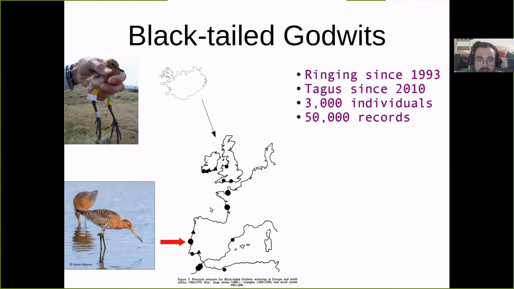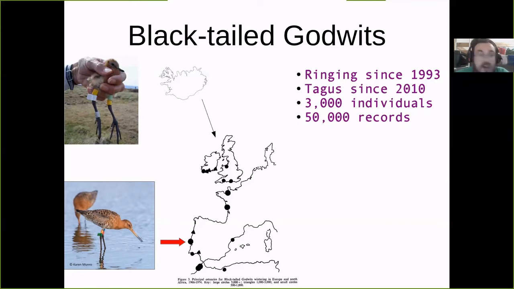And down here in the Tagus Estuary, where I'm based in Portugal, ringing has been taking place since 2010. Overall, as part of this big international collaborative project, about 3,000 individuals have been ringed and followed through their lives and across their migrations. The other nice thing is this is quite a big bird. They're quite visible, so bird watchers will often see these and report the sightings. And some people get quite addicted to seeing where in Europe these birds have been seen.